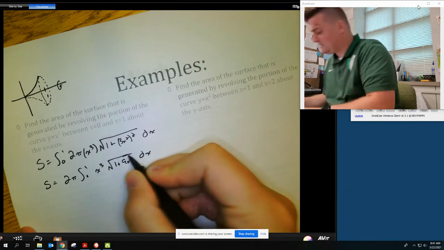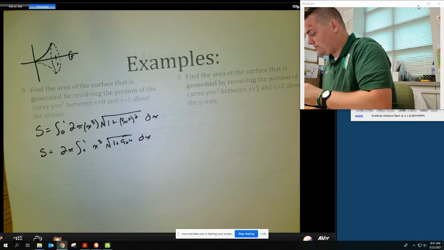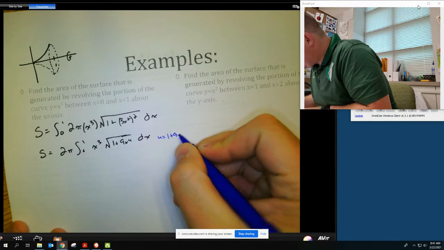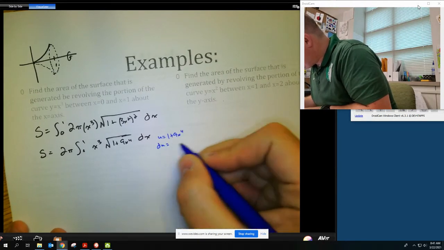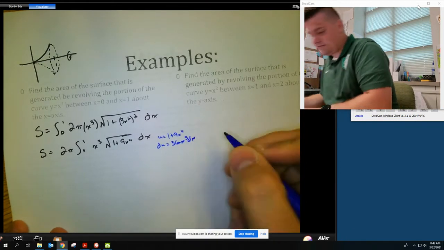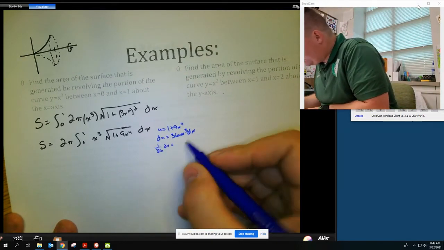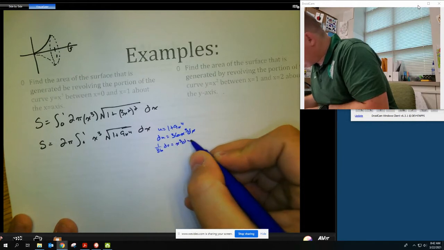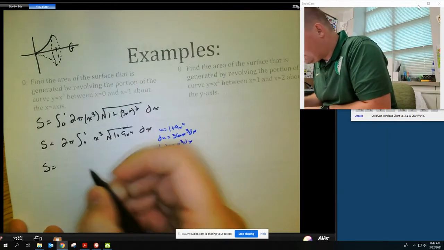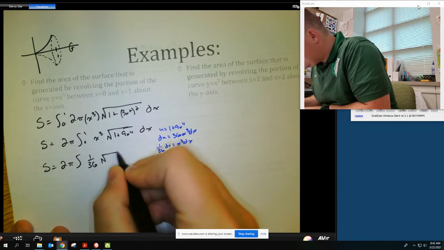And what's really nice about this is it's very convenient, because we're allowed to use u-substitution on these problems. So let's go ahead and let u equal 1 plus 9x to the fourth. So du is going to equal 36x to the third dx. And then we're going to get 1 over 36 du equals x cubed dx. So x cubed dx is gone, and I can pull out a 1 over 36. So I'm going to get 2 pi times 1 over 36 times root u du.